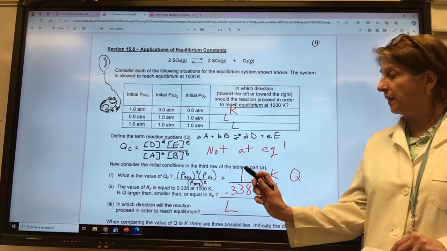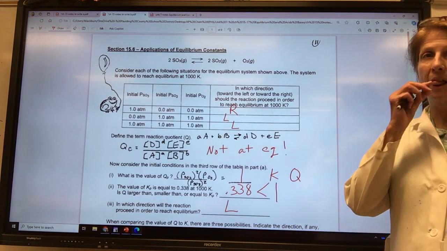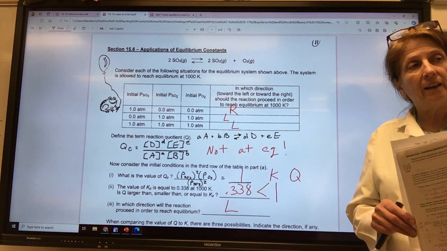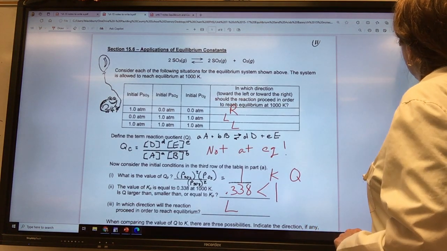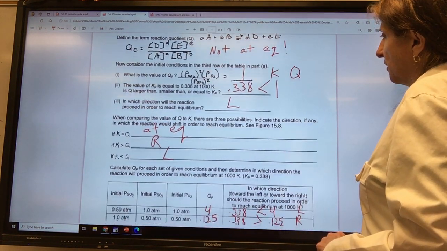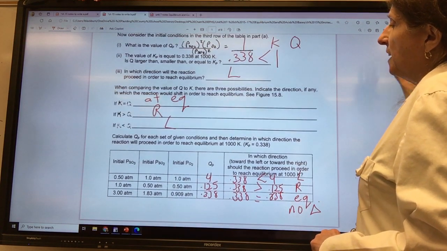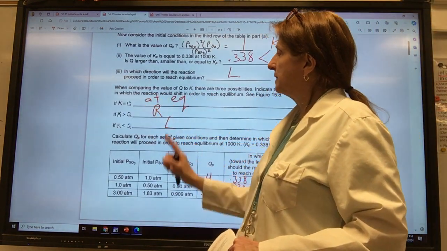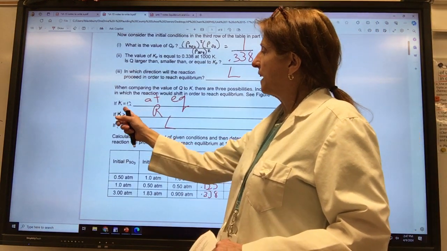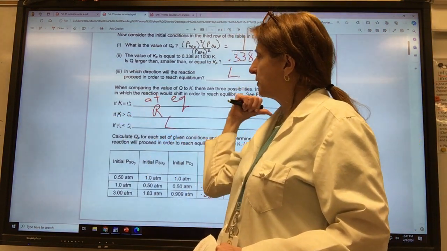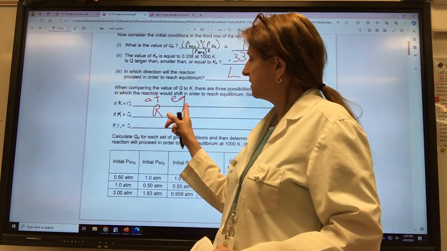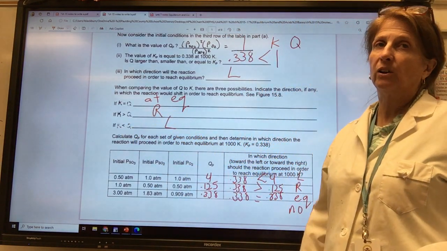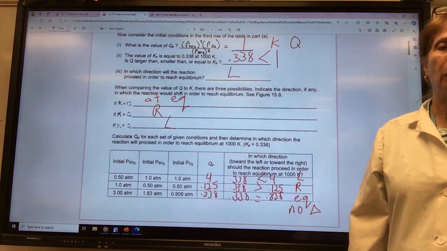But how we know that is because we did that problem. Do you remember doing that in honors? Everybody remember that problem we already learned how to do? Read our worksheet on honors. Okay, so if K equals Q, it's at equilibrium. If K is greater than Q, it's going to the right toward the products. If K is less than Q, it's going to the left toward the reactants.